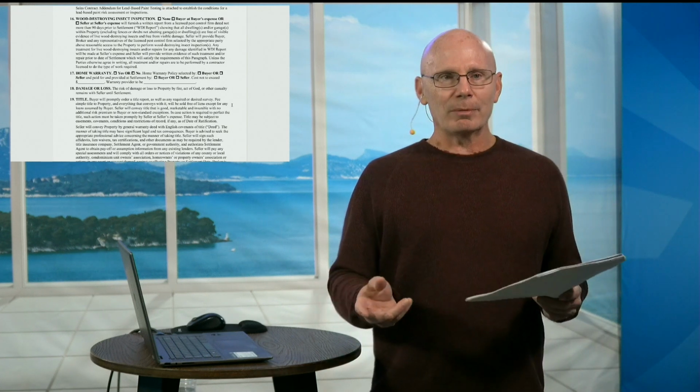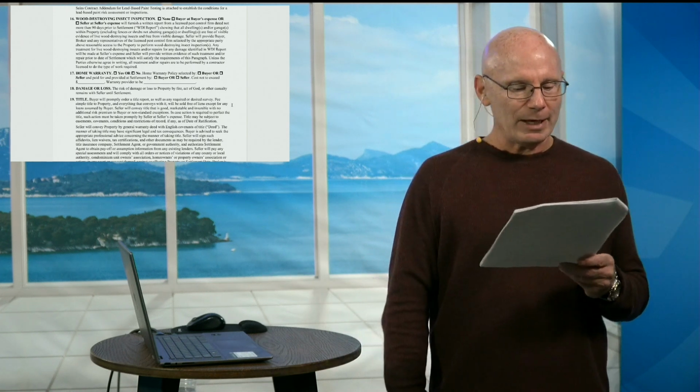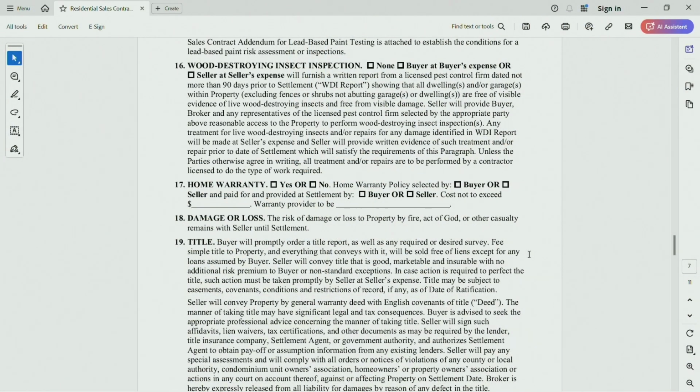It doesn't necessarily mean that your buyer has to walk away from the property just because there was some damage. Paragraph 19 is title. Now this paragraph goes into how the buyer and the seller are going to agree to convey title, all that kind of stuff. But I've noticed some things in here that sometimes seem to get missed, right?